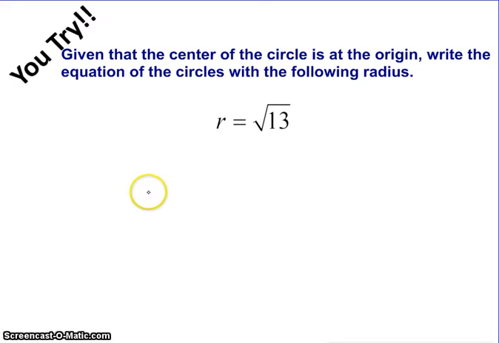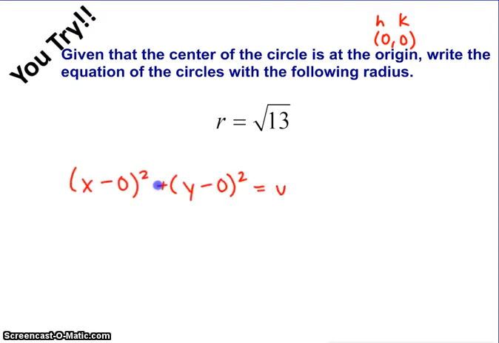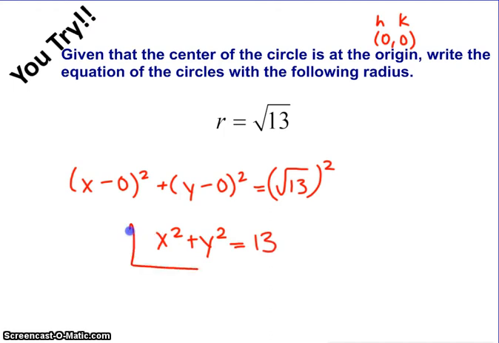Hopefully you have done this problem. You are now unpausing the video. Okay, the origin says 0, 0, so I have an h of 0 and a k of 0 and an r of the square root of 13. So x minus 0 squared plus y minus 0 squared equals the square root of 13 squared. So simplify, x squared plus y squared equals 13 is the equation of a circle with a center at the origin and a radius of the square root of 13.